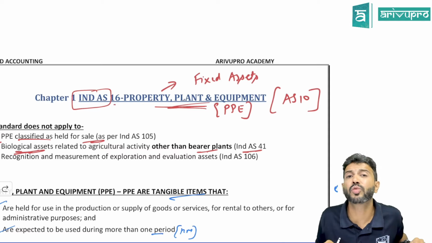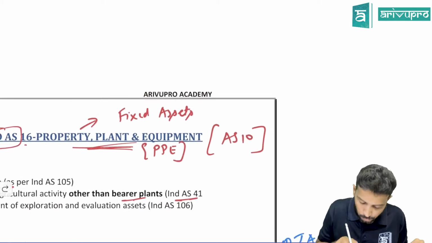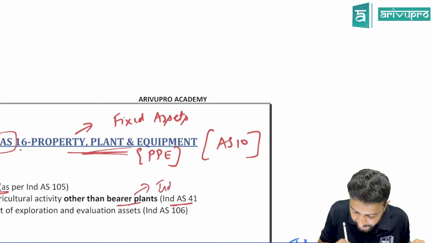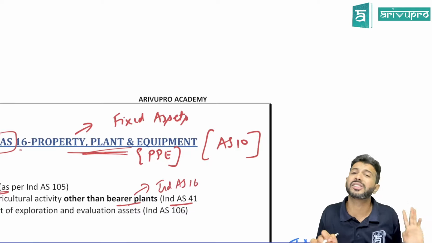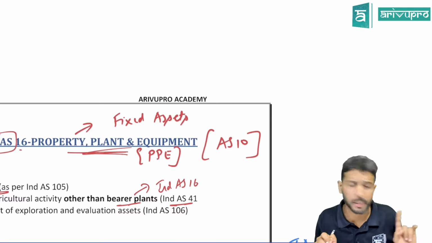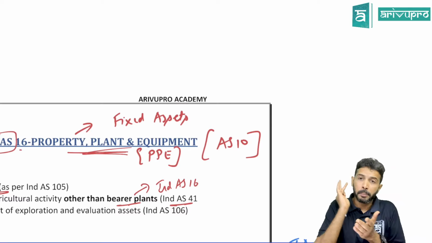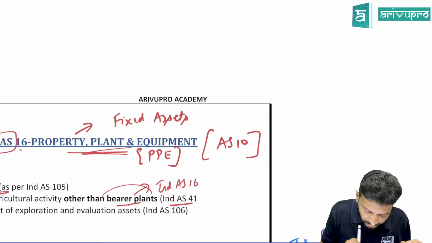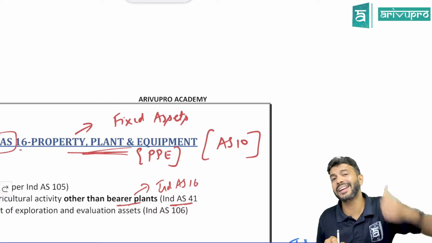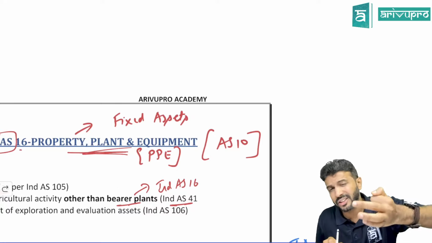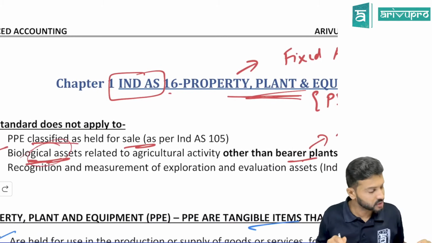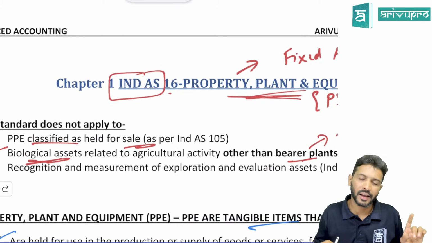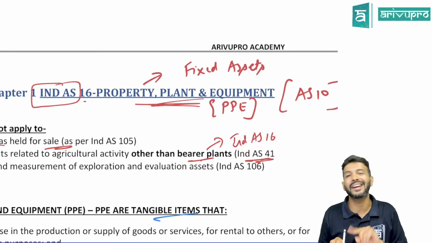Exception of exception is what? Applicability. Meaning for bearer plant, IND AS 16 very much applies. For other biological assets, IND AS 16 does not apply. Let me repeat that. For bearer plant, IND AS 16 very much applies. For other biological assets, IND AS 16 does not apply. We have another standard called IND AS 41 that gets triggered.